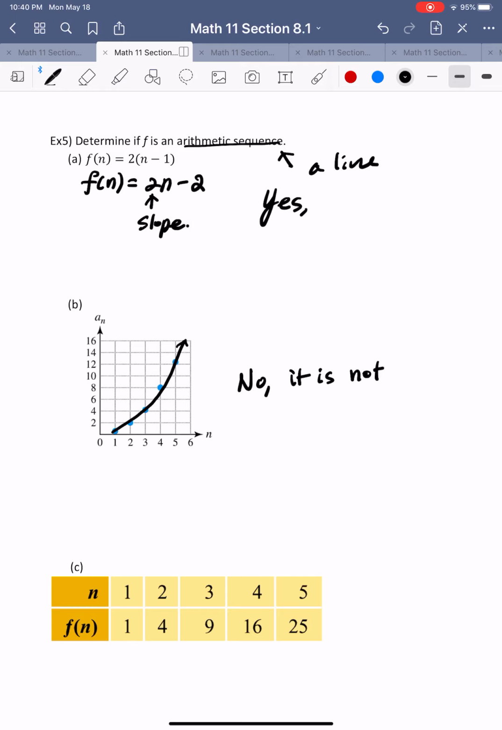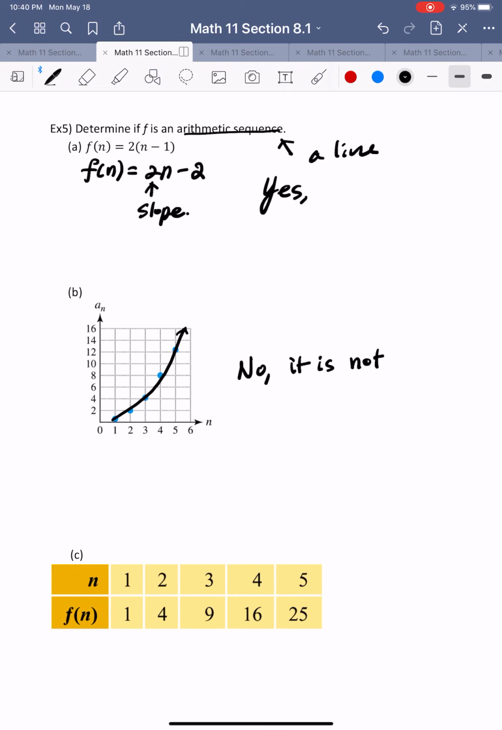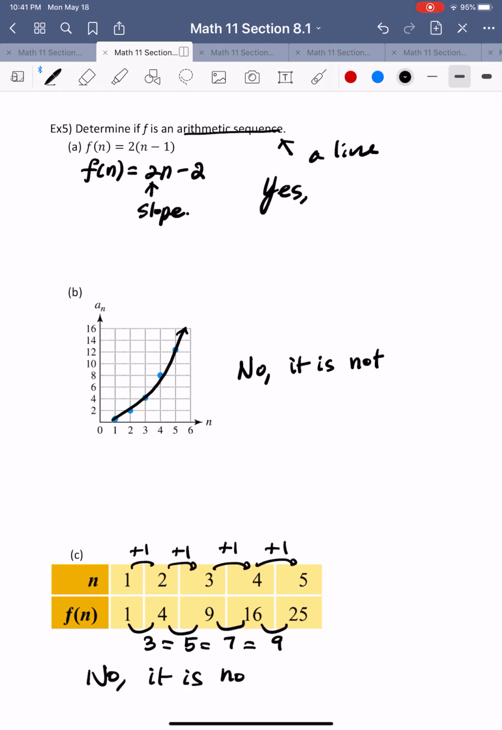It's like exponential, okay? And for this one, let's see, x is increasing by 1. That means y must be increasing by a constant number, okay? But this is actually 3, this is 5, this is 7, and this is 9. So that's not the same, isn't it? So nope, it is not. Okay, so this is not an arithmetic sequence. So an arithmetic sequence means the number has to be increased constantly, okay?